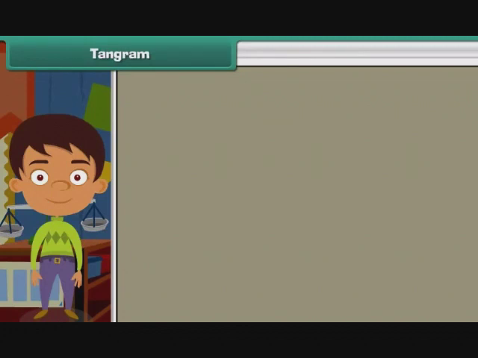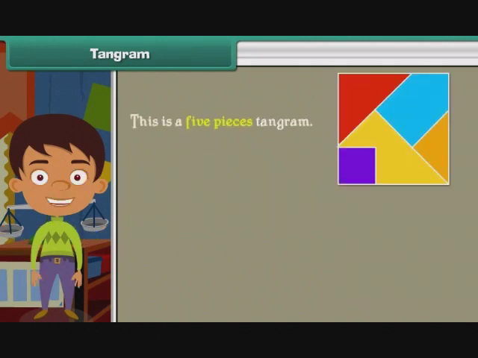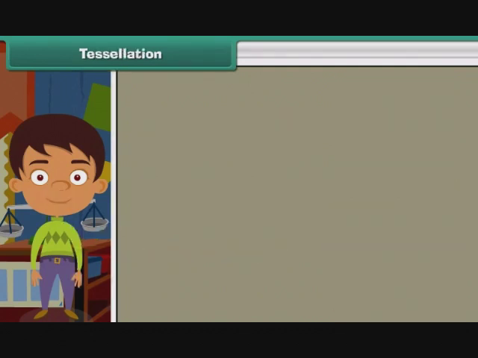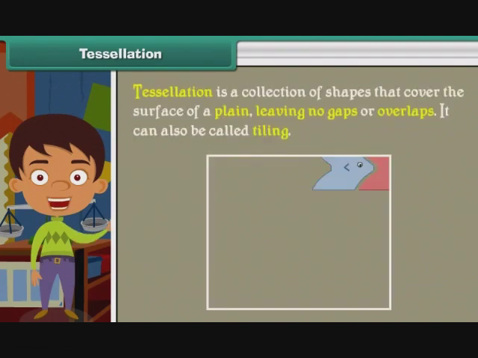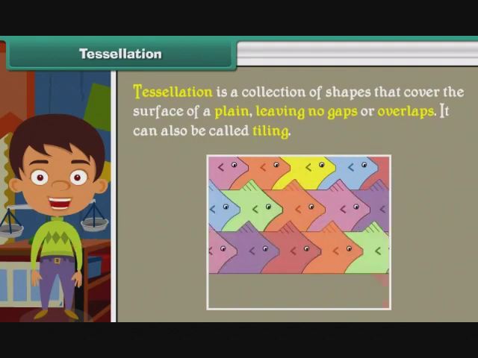Tangram. Tangram is an old Chinese puzzle. From the pieces of the tangram, we can make shapes of animals, people, and things. This is a 5-piece tangram. 5 pieces of tangram are: Tessellation. Tessellation is a collection of shapes that cover the surface of a plane, leaving no gaps or overlaps. It can also be called tiling.